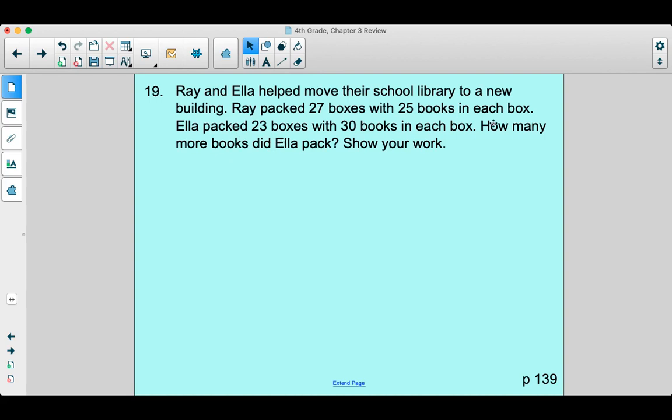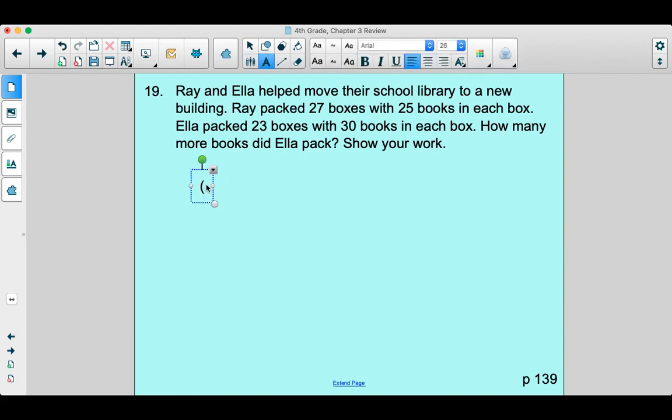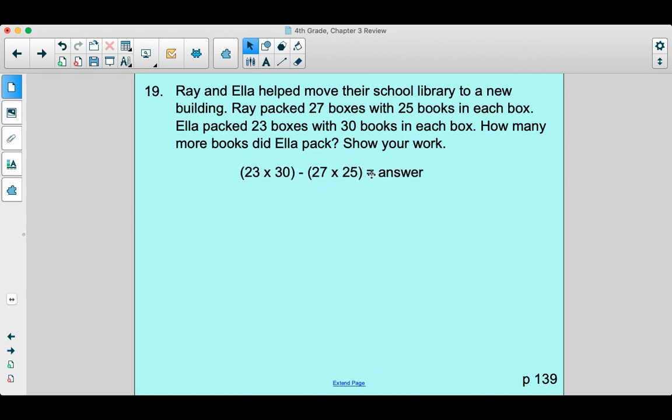Okay, so we know from the question here that Ella is going to pack more boxes. So I'm going to start with her number. So 23 boxes with 30 books in each box. And then I want to find out how many more she packed than Ray. And Ray did 27 boxes with 25 books per box. And that will equal our answer. Okay. Ooh, and it says show your work.